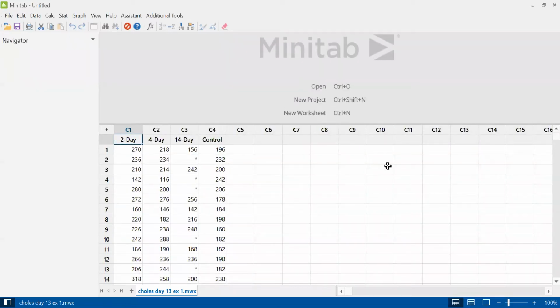Okay, so we can see here we have 2 days after, 4 days after, and 14 days after. So this person in row 1, this is the same person at 2 days, 4 days, 14 days. And then in C4, row 1, so column 4, row 1, this 196, right? This one right here, that's a separate person, okay? That's someone that has not had a heart attack. I'd just like to show you that. So we're actually going to study column 1 and column 4.